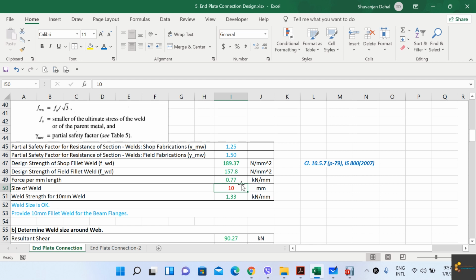end plate. Now let us suppose that the size of fillet weld that we will be using is 10 mm, and let's find the strength of this 10 mm weld, which is given by 0.707 into the size of weld into the design strength of the shop fillet weld. So 0.707 into 10 into 189.37 gives you 1.33 kilonewton per millimeter. We can see that the force per millimeter length is lesser than the strength of our weld. So this 10 mm size fillet weld is sufficient. So we will provide a 10 mm fillet weld size for the beam flanges.